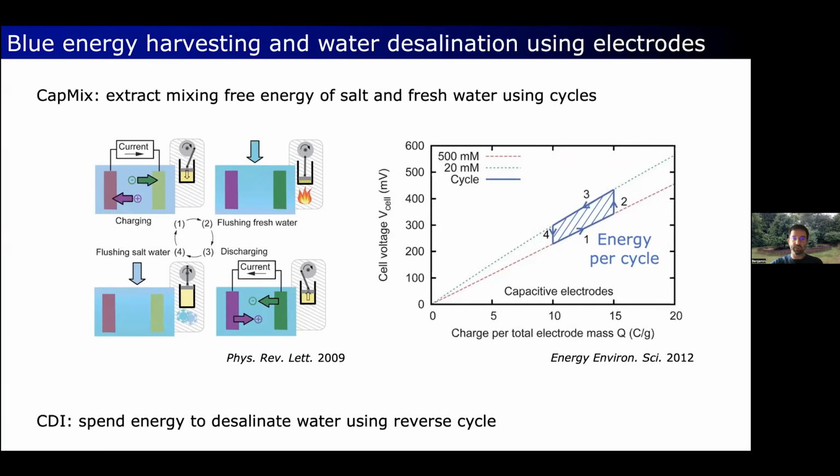I'm not going to describe the cycle at length, but the idea is that during part of the cycle you will spend some energy, during other parts of the cycle you will recover some energy, and the overall cycle allows you to extract some energy. So it's the same as in a thermal engine. Sometimes you spend, sometimes you recover energy, and there is a net balance, which is that you gain some energy during that process. You can do the reverse process and spend energy to desalinate water using what is called capacitive deionization.